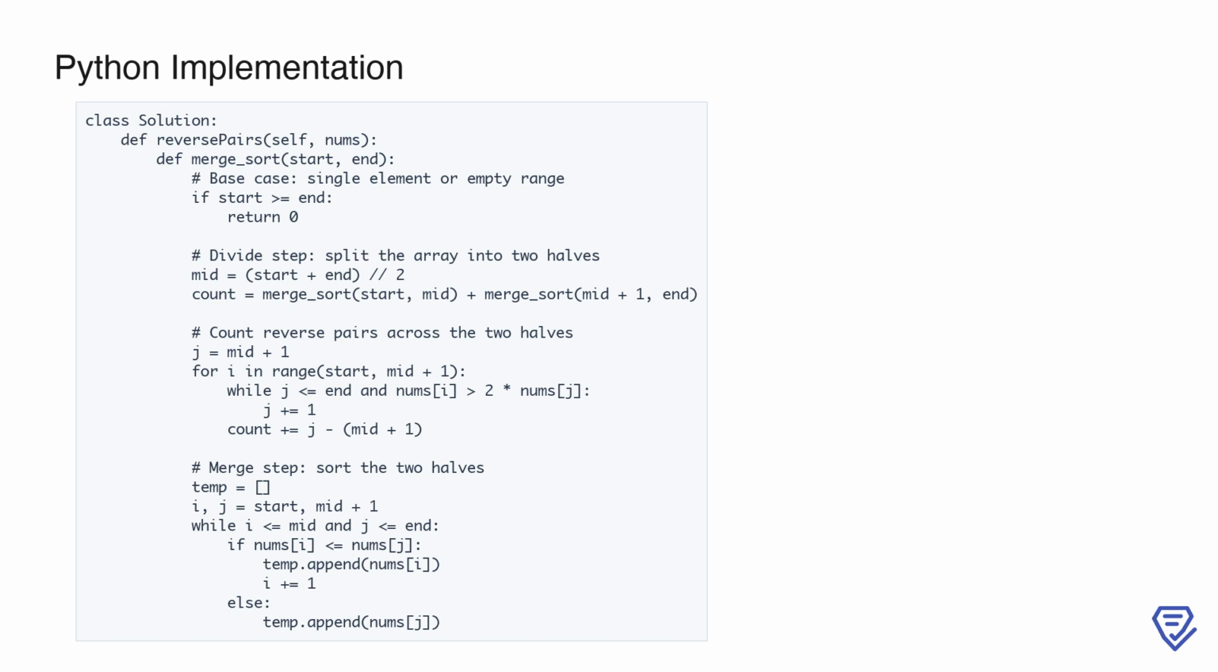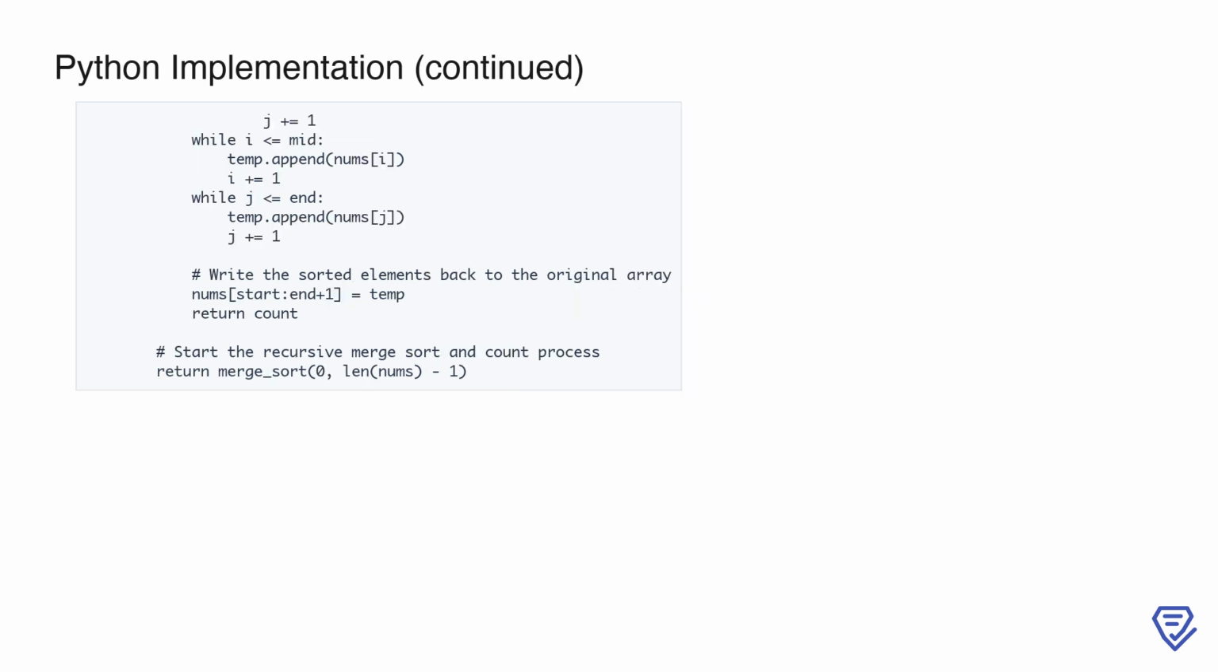A temporary list is used to store the merged values, and comparisons between elements in the two halves determine the order in which they are added to the list. The merging process continues here. If there are still elements left in the left half after the primary comparisons, we append them to the temporary list. Similarly, if any elements remain in the right half, they are also appended. Once the merging is complete, we write the sorted elements back to the original nums array for the current range. This ensures that the array remains sorted within the processed segments as we move up the recursion stack.